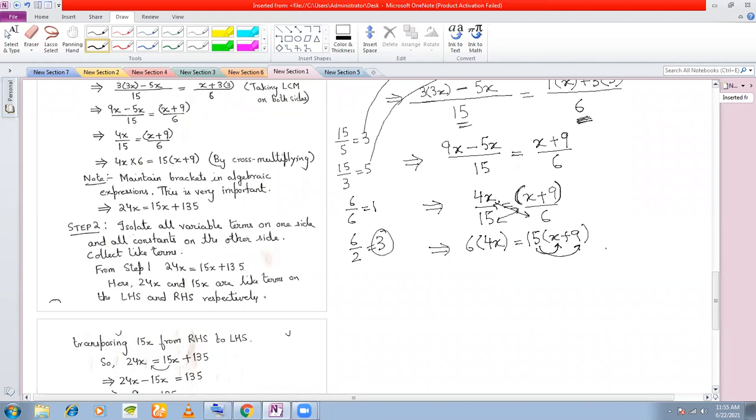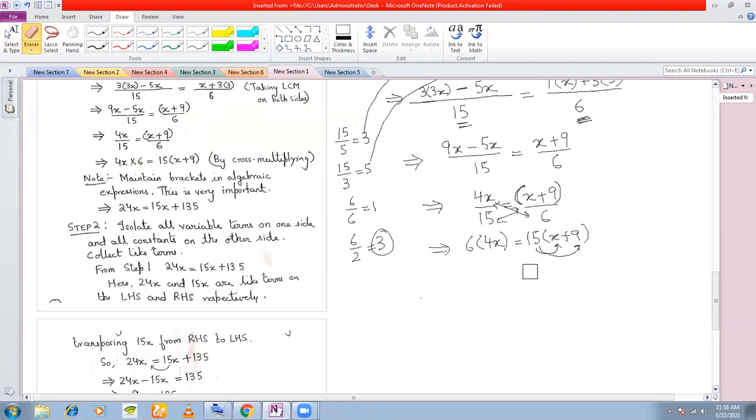Now, most of you make the mistake here: you write 6 into 4x, and in the next step, you multiply 15 only by x and you don't give a bracket. So what happens? You end up multiplying 15 only by this x and you don't multiply 15 by this 9. Understand? So that is why always give a bracket.